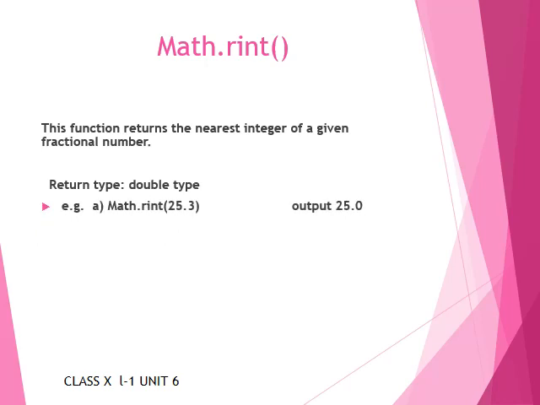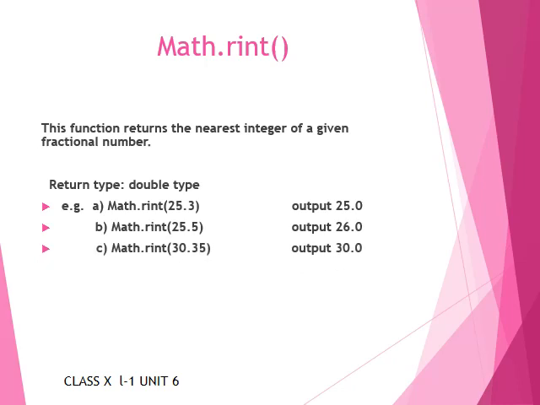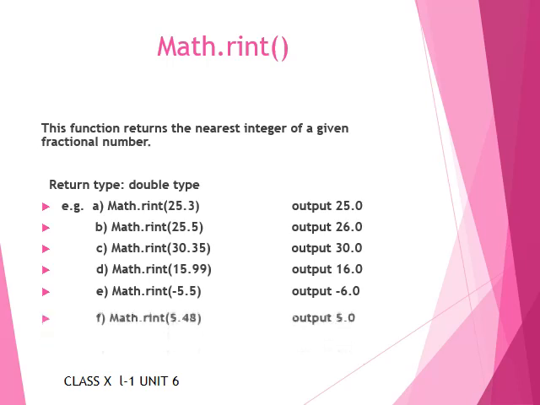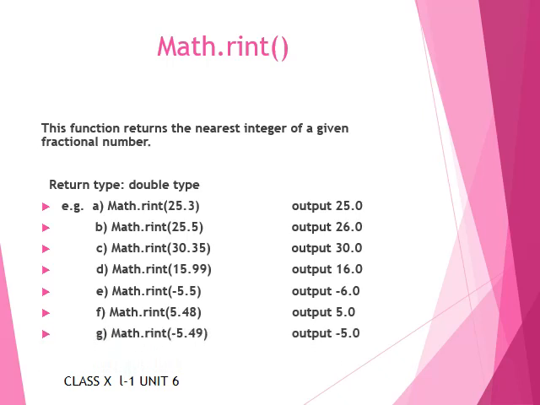Here are the examples. Math.rint(25.3), output is 25.0. Math.rint(25.5), output is 26. Math.rint(30.35), output is 30.0. Math.rint(15.99), output is 16. Math.rint(-5.5), output is -6.0. Math.rint(5.48), output is 5.0. Let us understand. If the value after the fractional point is 5 or more than 5, it returns the next integer. If the value is less than 5, it returns the previous integer.